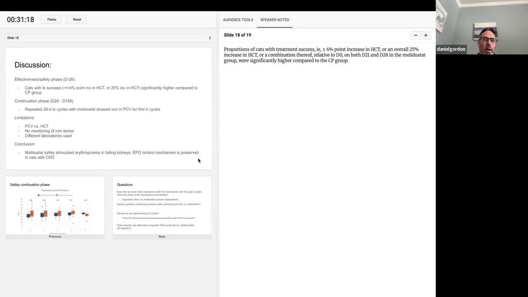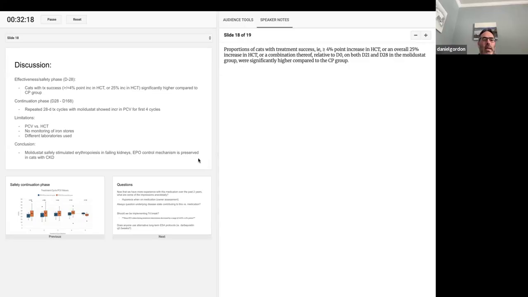They mentioned that they didn't monitor any sort of iron stores, and they were using different laboratories as this is a multi-center study, both in the US and the UK. Ultimately, you're going to be using different labs, but I would imagine that some of the differences between the labs could have been corrected by just getting a manual PCV count.